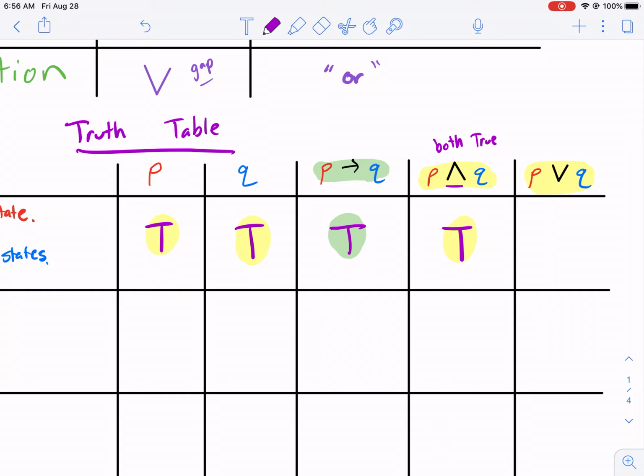This one is also pretty easy to pick up on. Is either statement true? I'm going to put question marks at the end, because that's the questions you should be asking yourself. Is either statement true? Well, both of them are true, so at least one is true, so this is also true, okay?